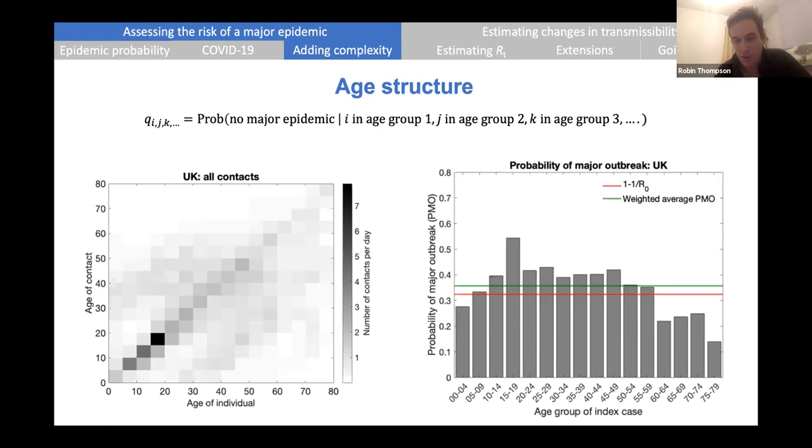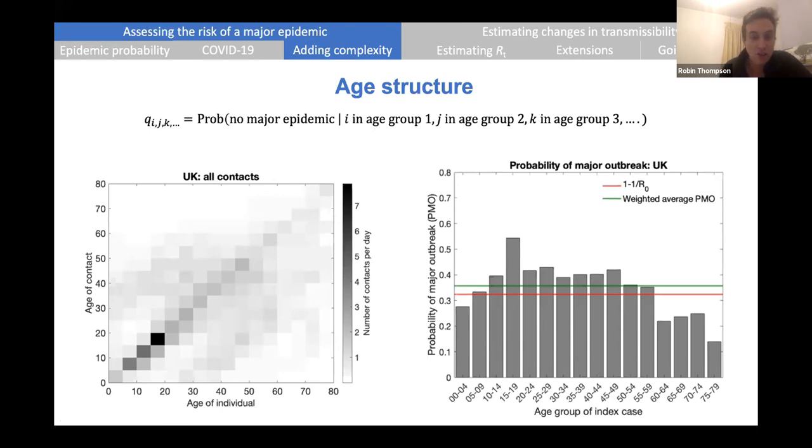And you can use exactly the same framework that I described earlier to say, well, if an individual of a certain age transports the virus to a new location, so like I say, this isn't specifically for COVID-19, this is a kind of general framework. If the virus is transported by someone of a specific age, then what is the probability that a major epidemic follows? In order to do that, you write down Q_{i,j,k,...} for the probability of no major epidemic, starting from i infected in age group one, j infected in age group two, etc. And then you can write down equations exactly like we did before for the probability of not getting a major epidemic starting from a single infected individual in any one of those age groups.